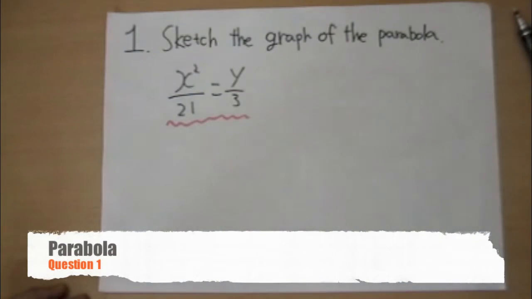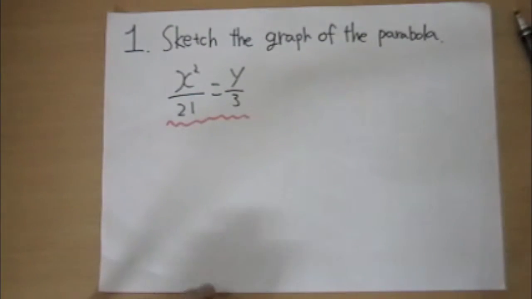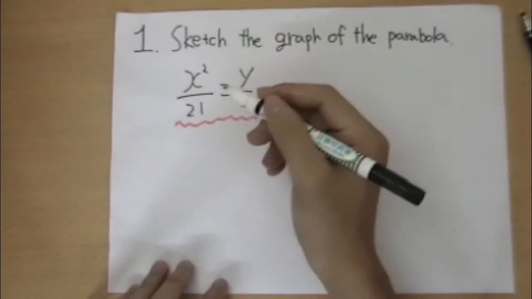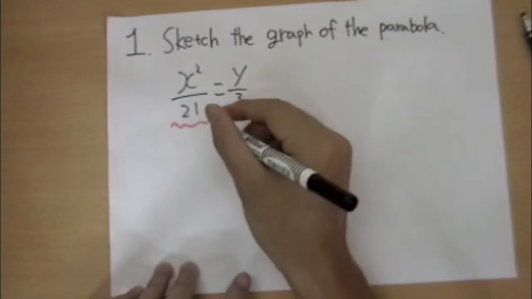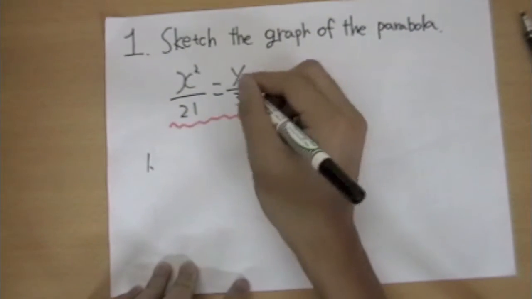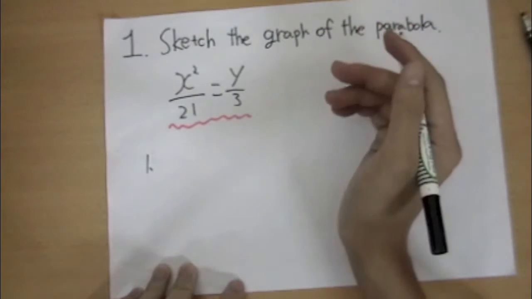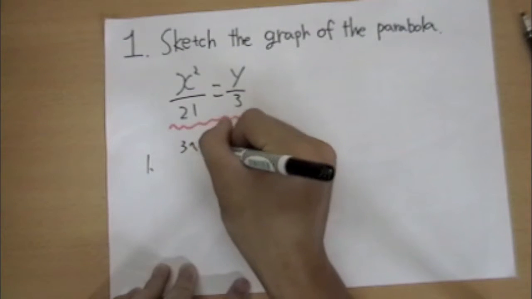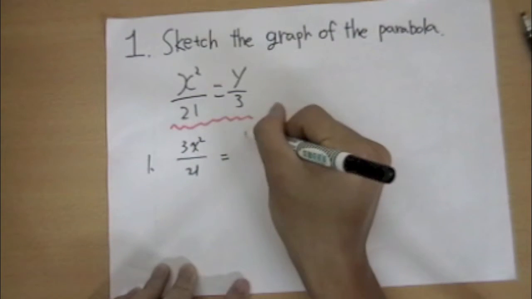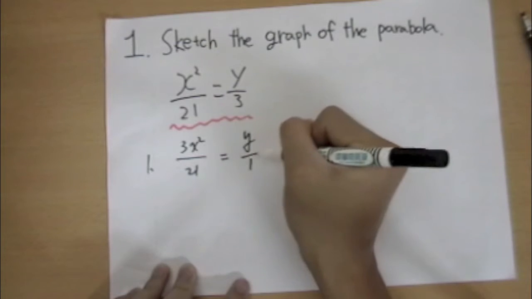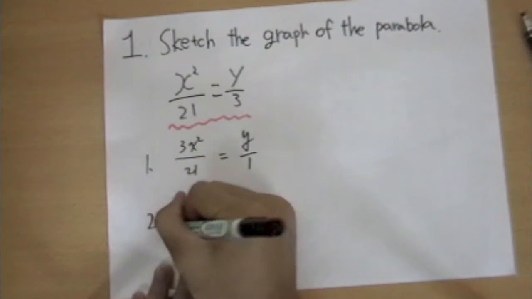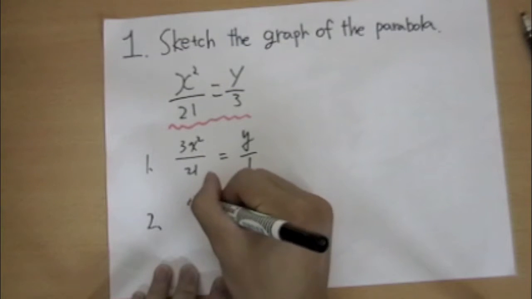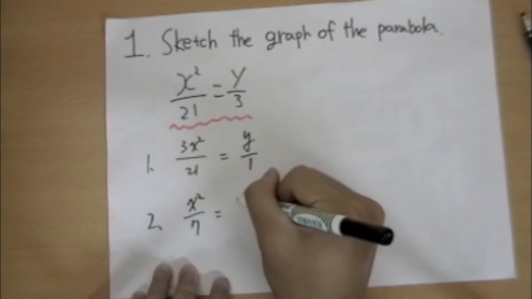Number 1. Sketch the graph of the parabola. The equation is x squared over 21 equals y over 3. The first step is to make it into the standard form. We move the 3 over to the left side, which gives 3x squared over 21 equals y over 1. The second step, we simplify it, and it turns out to be x squared over 7 equals y.